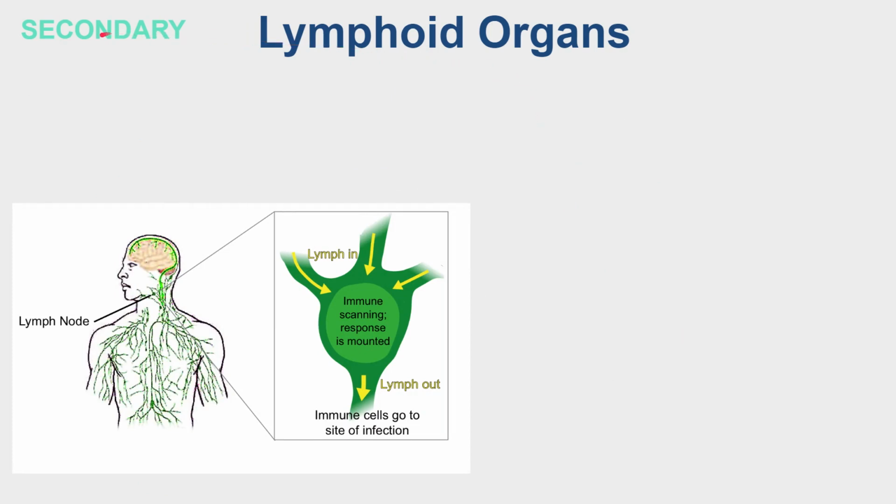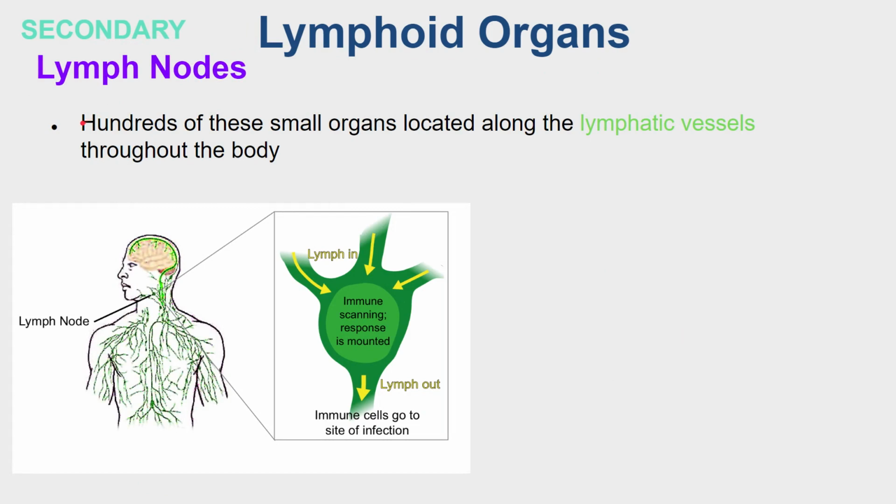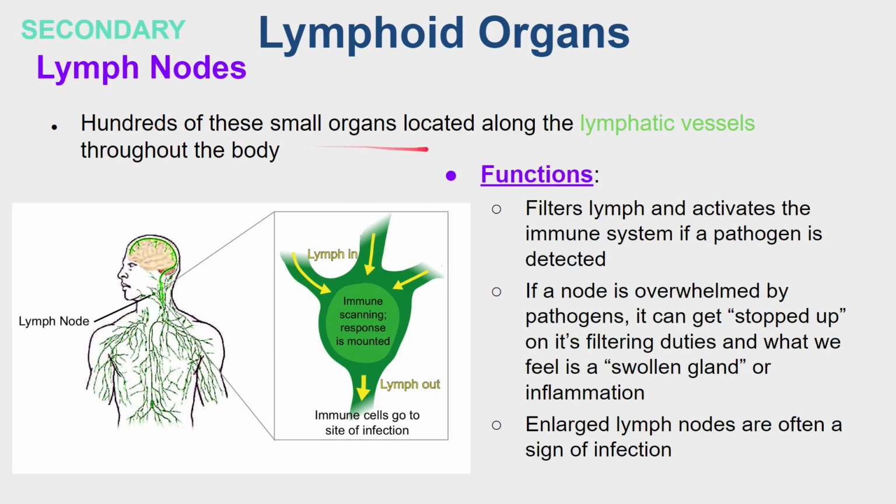Okay, if we're going to keep going with our secondary lymphoid organs, we have to talk about the lymph nodes for a moment. We've got hundreds of these things. They're really tiny little organs. They're located all along our lymphatic vessels throughout the body. And their job is to filter lymph and, again, activate the immune system if a pathogen is detected.